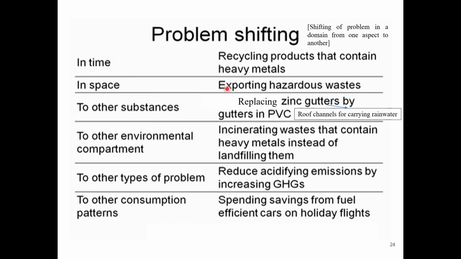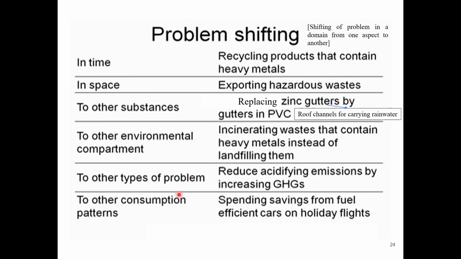Similarly, in the space domain, we are exporting hazardous waste, and we are creating problems elsewhere. For example, in gutters, which are roof channels that carry rainwater in our houses, we are replacing zinc gutters with PVC gutters. PVC stands for polyvinyl chloride. Similarly, with other environmental compartments, such as incinerating waste that contains heavy metals instead of landfilling it. Because landfilling is becoming a problem, we are just burning the waste. If we burn it, we are removing the waste, but it is directly emitted into the air, which again creates a new problem.